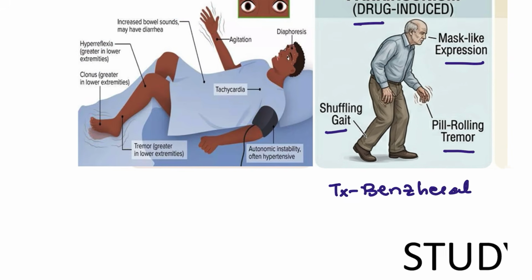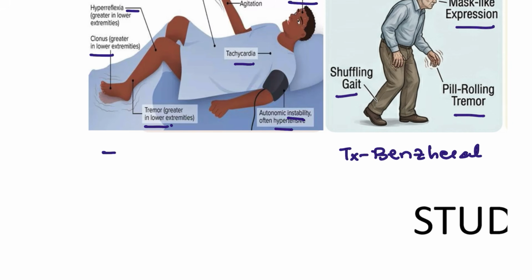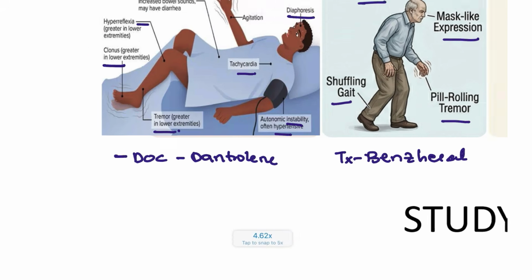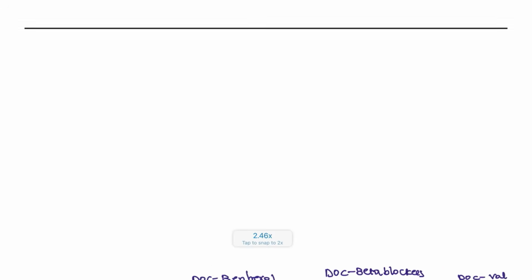Next, here comes the serious condition, malignant hyperthermia. In malignant hyperthermia, tremors, tachycardia, diaphoresis, autonomic instability, hypertension, clonus, hyperreflexia, all this will be seen. For this patient, the drug of choice is dantrolene. So these are the extrapyramidal symptoms and their treatment.